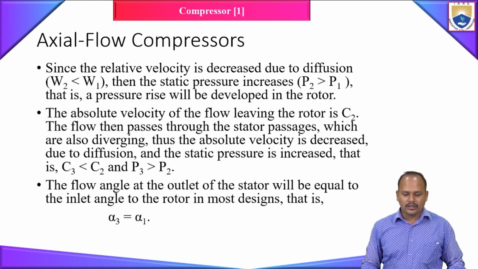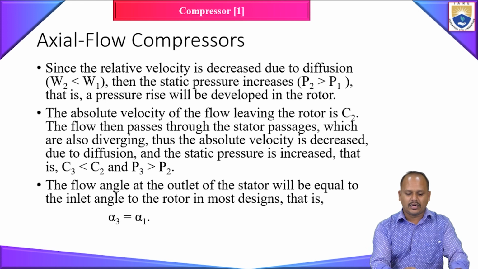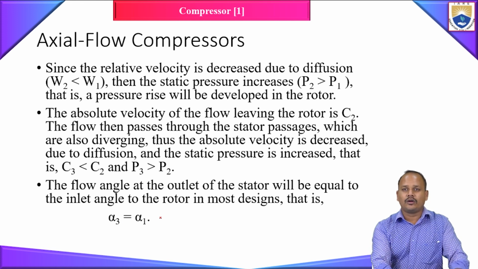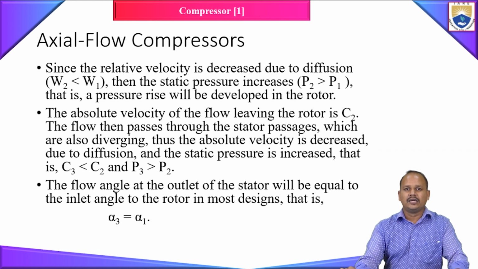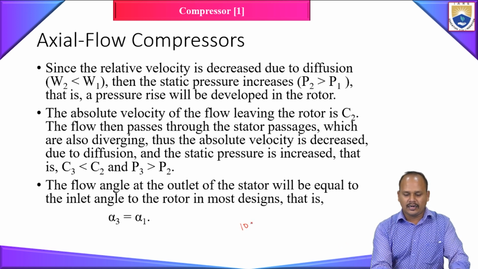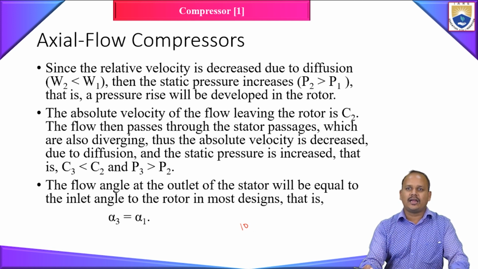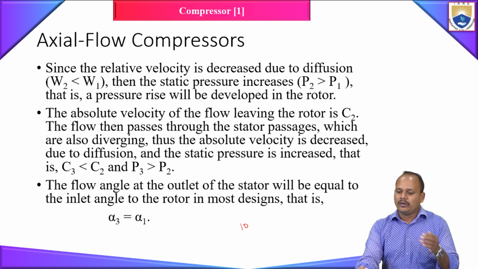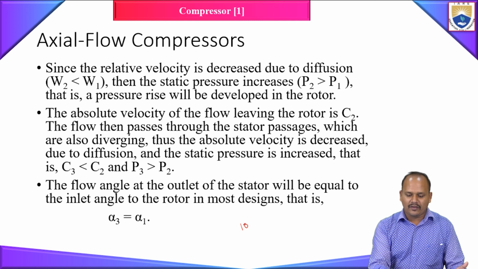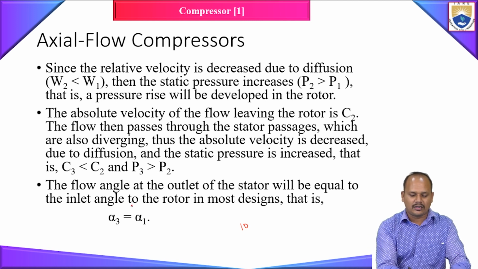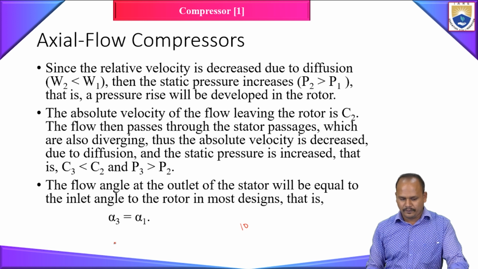So now I'm going to assume the condition that alpha 3 is equal to alpha 1. What is the meaning of alpha 3 equal to alpha 1? It means the absolute angle at which your flow enters in the first stage will be maintained constant throughout the consecutive adjacent stages. For example, if a flow is entering at 10 degrees at the first stage, when the flow passes through the rotor and then through the stator, your stator blade will be positioned in such a way that once again your flow will enter at alpha equal to 10 degrees in the next stage. So that's what alpha 3 equal to alpha 1 means.